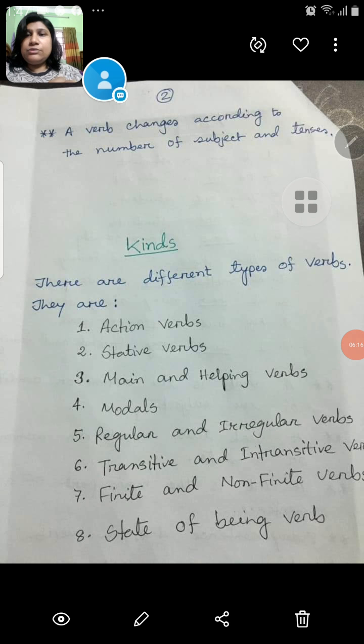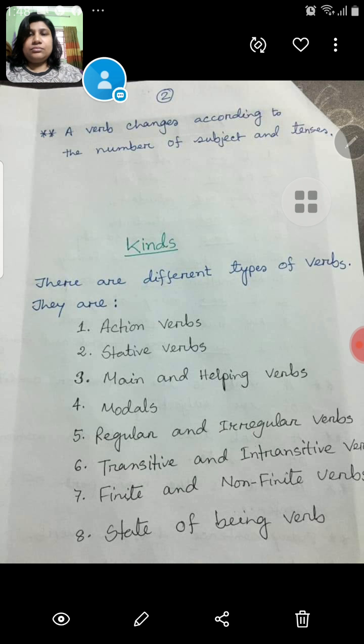Okay, so you can see another point. A verb changes according to the number of subject and tenses. And also you can see it changes according to the person. So first person: am; third person: he, she, it: is; and then plural number: are. So according to the person, number, and tenses. Tenses: present tense, past tense, future tense.